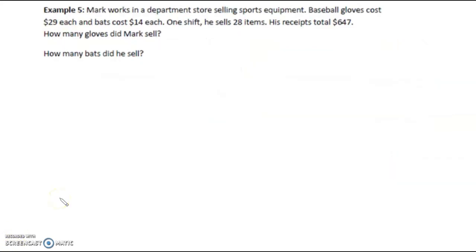Okay, last one, example 5. This is going to be a word problem. Mark works in a department store selling sports equipment. Baseball gloves cost $29 each, and bats cost $14 each. One shift he sells 28 items. His receipts total $647. So this is where we find out what we're talking about. How many gloves did Mark sell? How many bats did he sell?